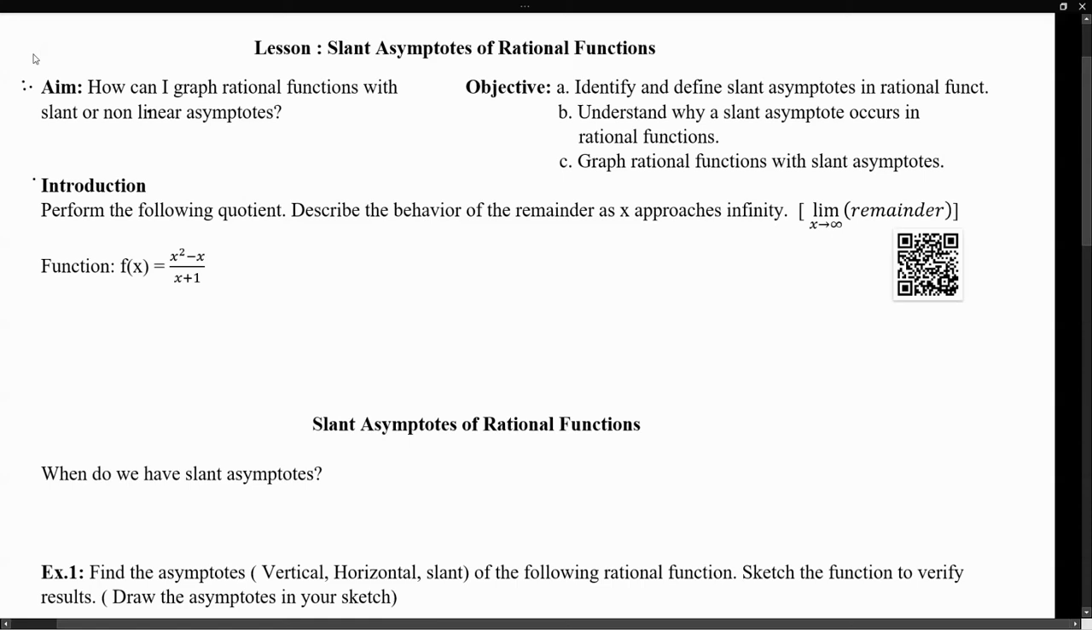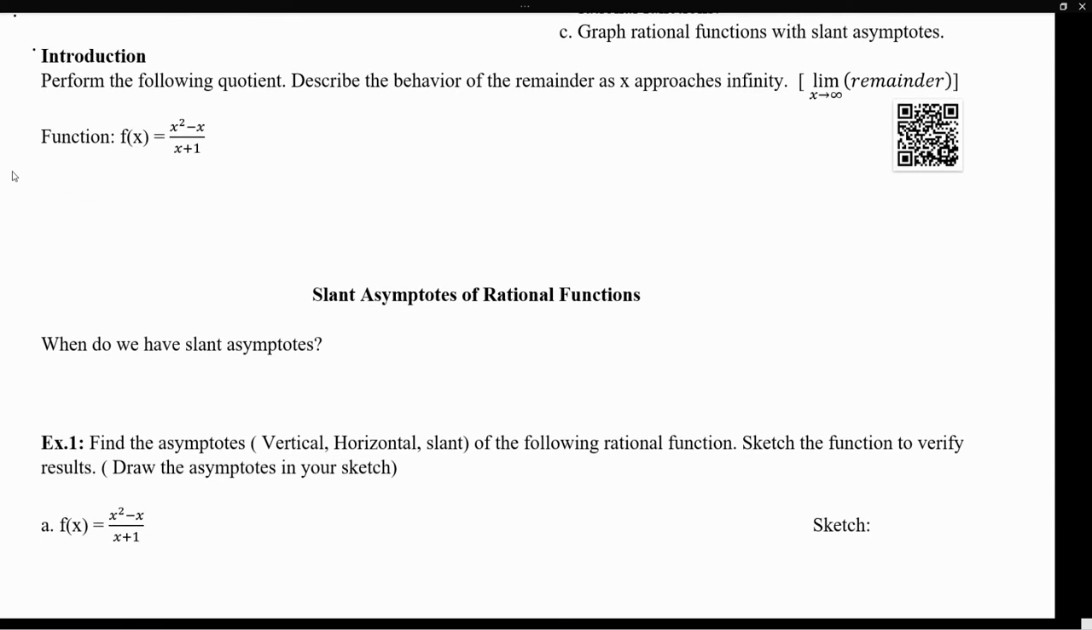Welcome. In this video, we're going to be discussing slant asymptotes of rational functions. So let's get started. Let's start by looking at the small introduction question, which states: let's perform the following quotient, and by quotient we mean division, and let's describe the behavior of the remainder as x approaches infinity.